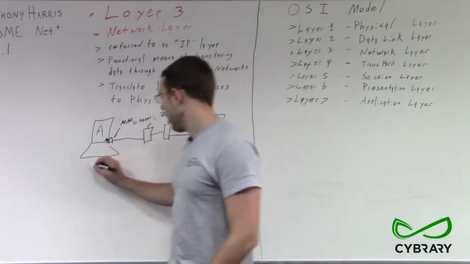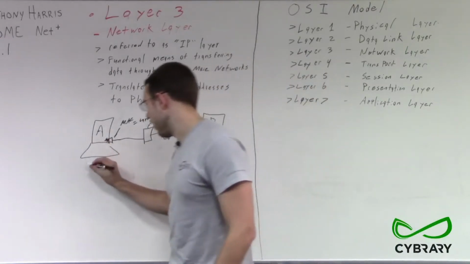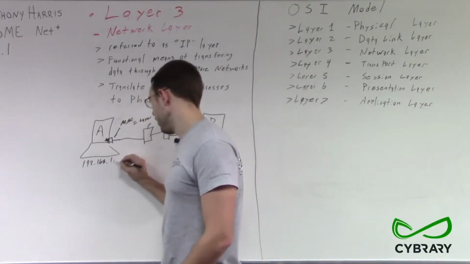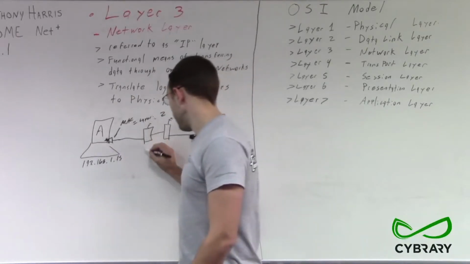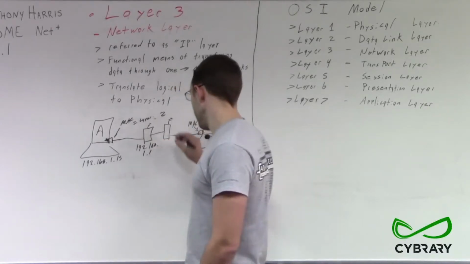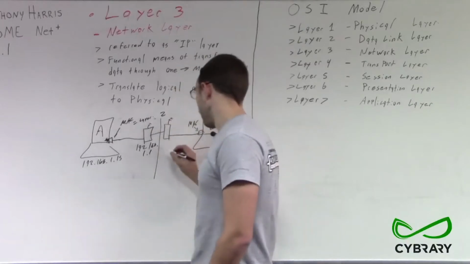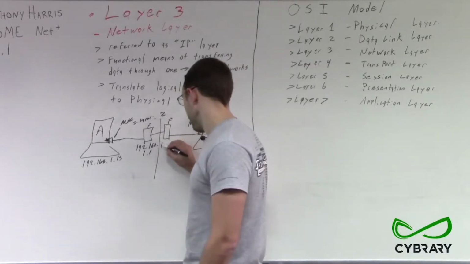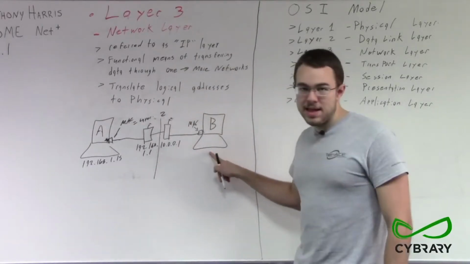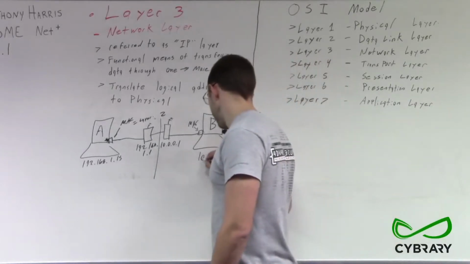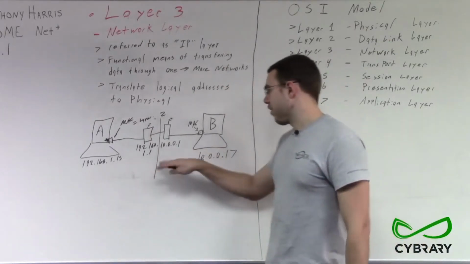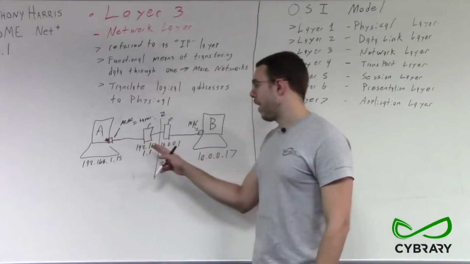Our layer 3, our network layer, we're going to have IP addresses on computer A. This is going to be 192.168.1.15. Our router is going to be 192.168.1.1, and that's our network A router. Our network B router is going to have the IP address of 10.0.0.1, and our computer B is going to have the IP address of 10.0.0.17. These IP addresses are on different networks, so our computer needs to go through the router.